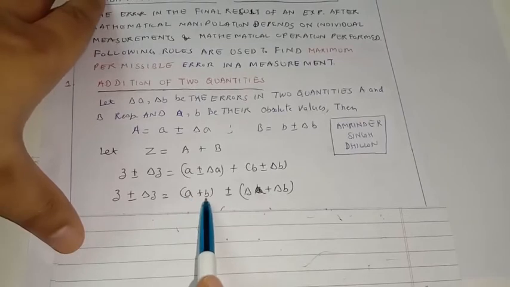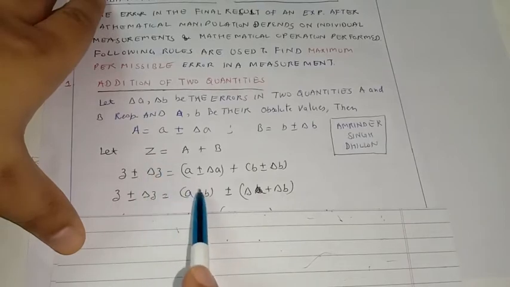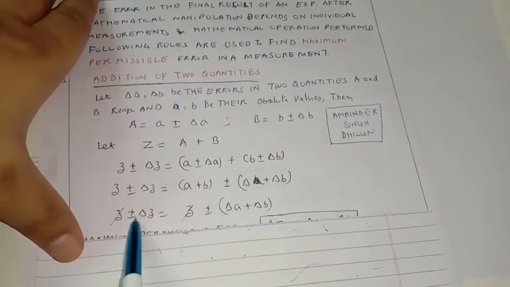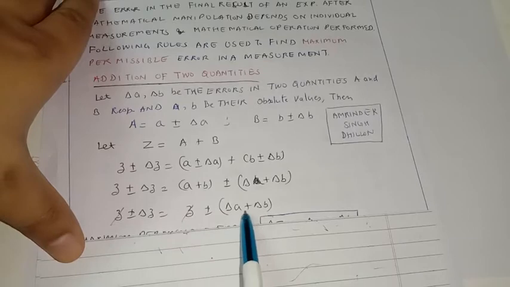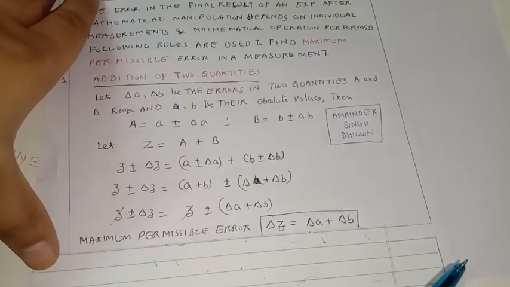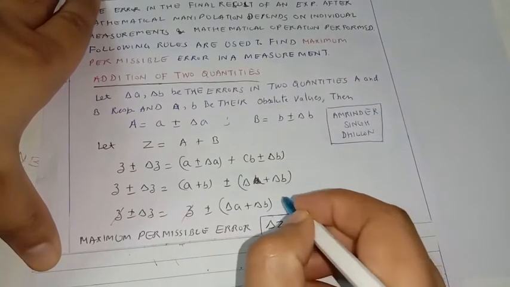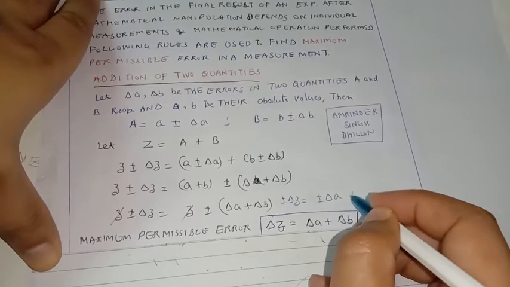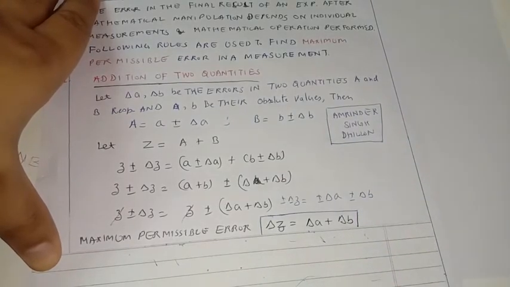Now a plus b here is the absolute value of the physical quantity Z. If a plus b is the absolute value of the physical quantity Z, then we can write Z plus minus delta Z equal to Z plus minus delta A plus delta B. That means a plus b we have written as Z because it is the absolute part of the physical quantity Z. So Z on both sides cancels out and we are left with plus minus delta Z equal to plus minus delta A plus minus delta B after opening the bracket. What we are trying to find out? Maximum permissible error.